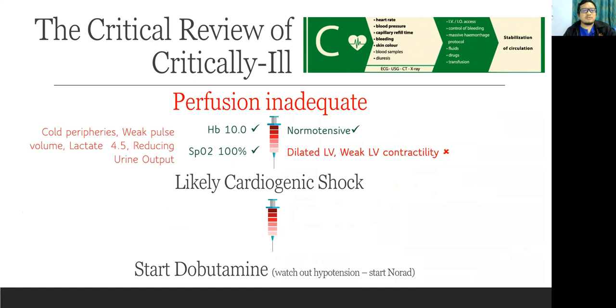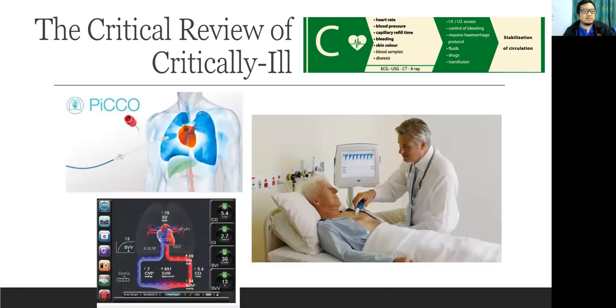Cold periphery, low pulse volume, lactate 4.5, reducing urine output. Hb is good, SpO2 good, BP somewhat low normal, but still normotensive. When you do an echo, dilated LV, weak LV contractility. Yes, you got it. It's likely cardiogenic shock. So you have to start dobutamine and watch out for hypotension when you start it, and you might have to start NORAD to counteract the hypotensive effect of dobutamine.